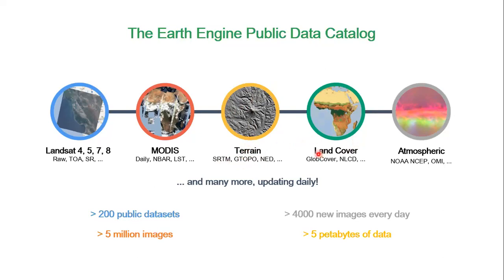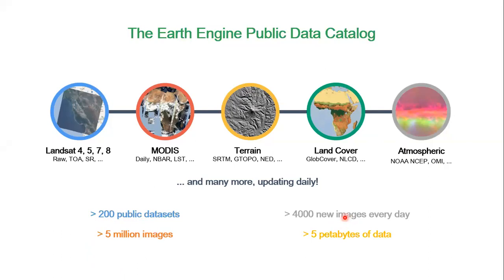Then, as I told you, land cover data and many satellite products like GlobCover, NLCD, and many other LULC maps are available. Many atmospheric data like temperature and precipitation from various platforms are available in Google Earth Engine. It has more than 200 public data sets, and every day or every week new images are uploaded, like the latest images.